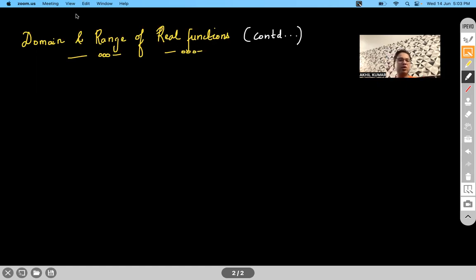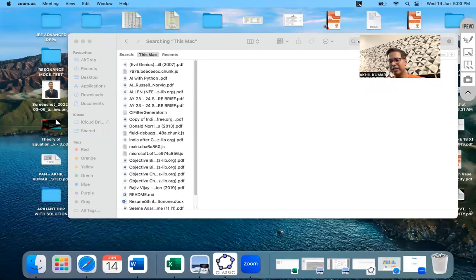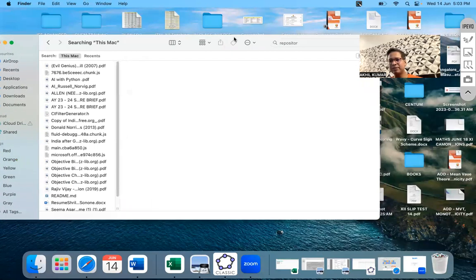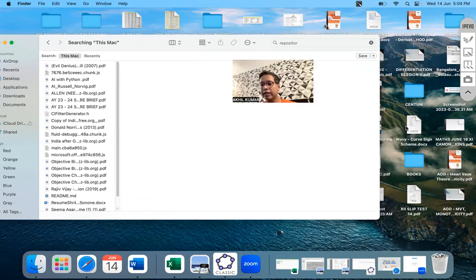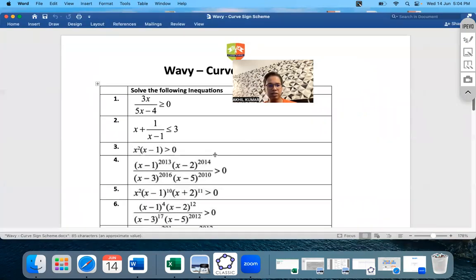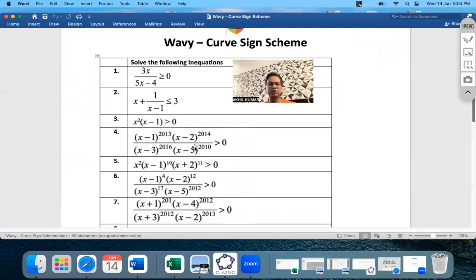After that, we started talking about the wavy curve sign scheme. And some of you had some questions related to that. So why don't we do one thing? We'll start today's class by solving a few more questions on the wavy curve sign scheme. What do you think? Will that be a good idea? Okay. So let me just pick up some questions which were given to you in your assignment. Sir, will we do the 1 by quadratic also today? Today we'll do that. Yes, don't worry about it.